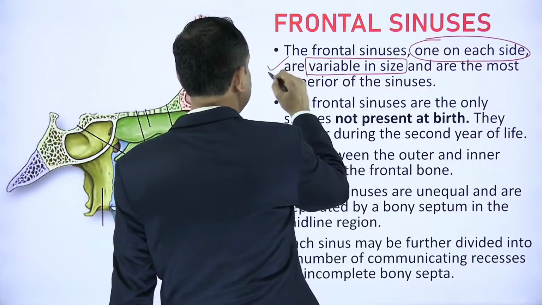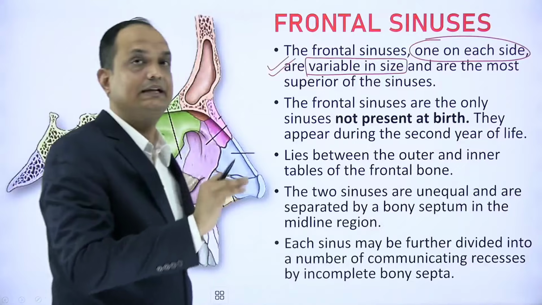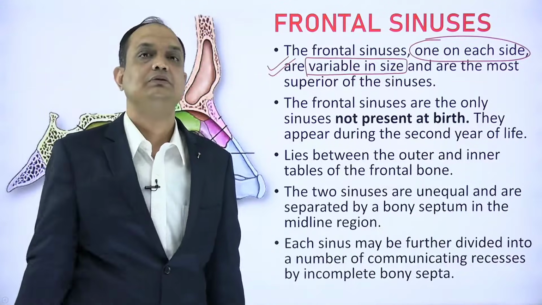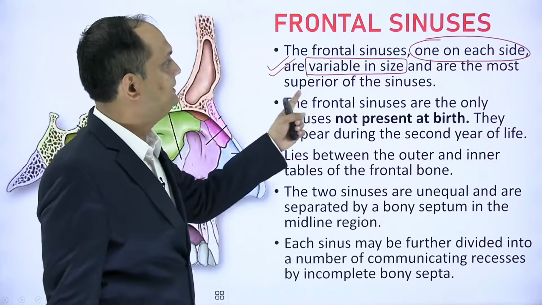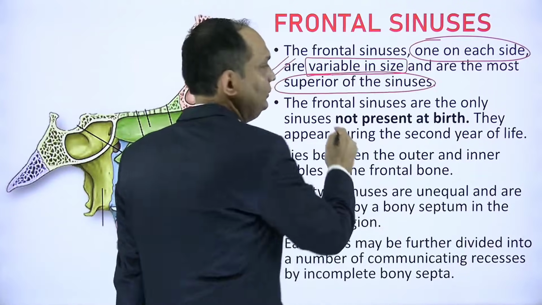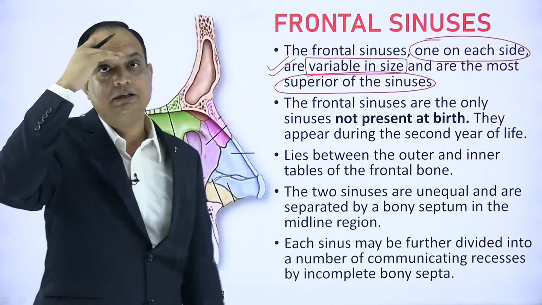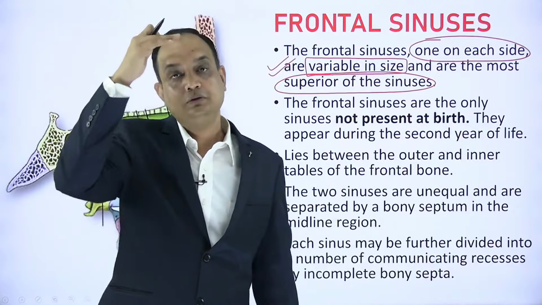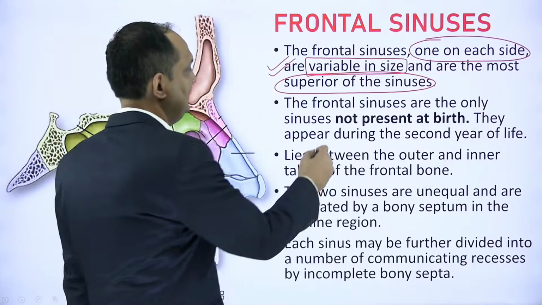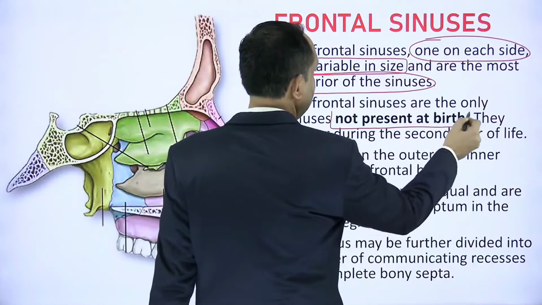So, this is the important thing, that whenever you are reading the sinuses, you have to keep in mind that sinuses are not of the equal size on both the sides. They are variable in size and they are the most superior sinuses. I told you that they lie above your nose. So, they are superiorly placed, and the frontal sinuses are the only sinuses which are not present at birth.